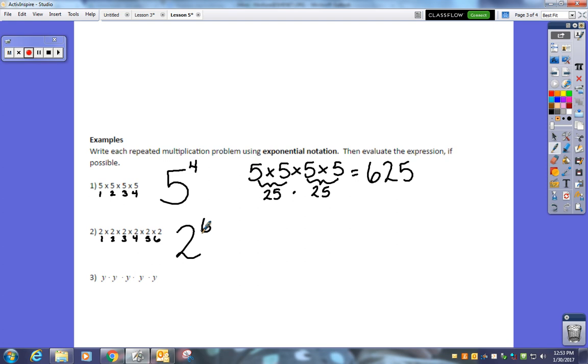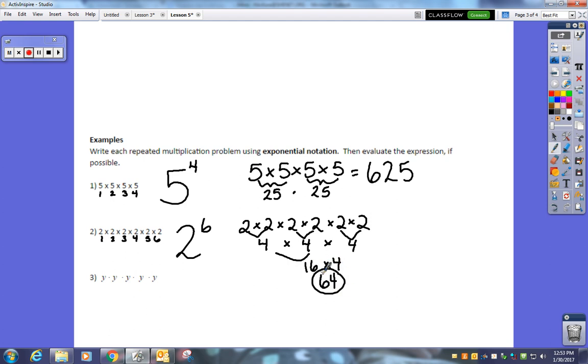Again, I'm going to use my repeated multiplication to evaluate that. And I really want to caution you on 2s because this is the one where kids tend to add them together instead of actually multiply them together. So please make sure that you are multiplying. So 2 times 2 is 4, 2 times 2 is 4, 2 times 2 is 4. So I keep breaking it down. 4 times 4 is 16, and 16 times 4 is 64. So evaluated, that would be 64.